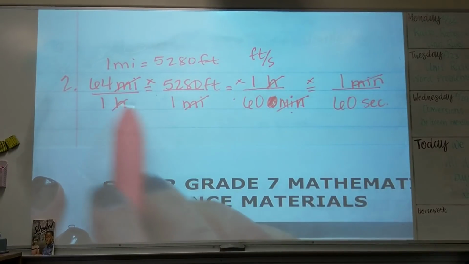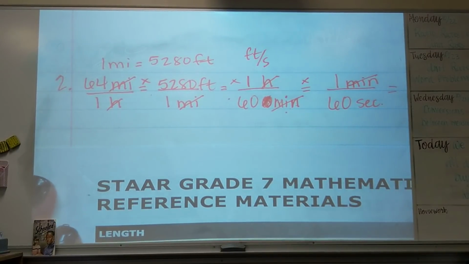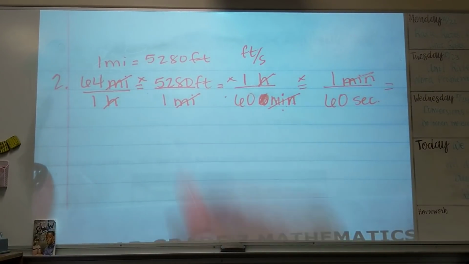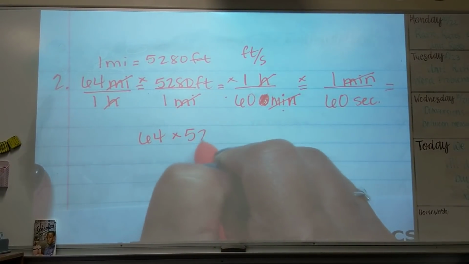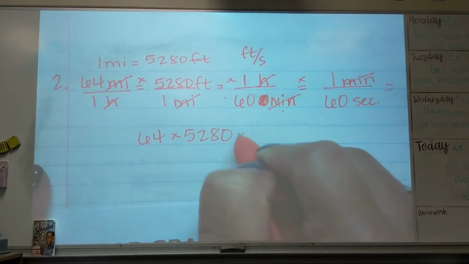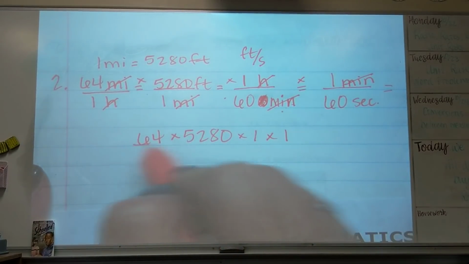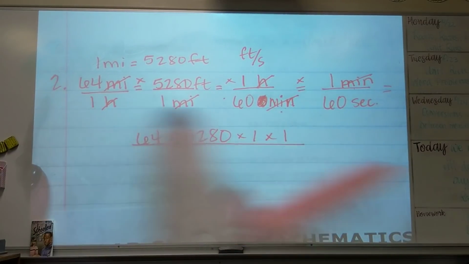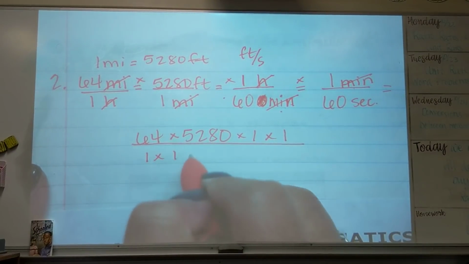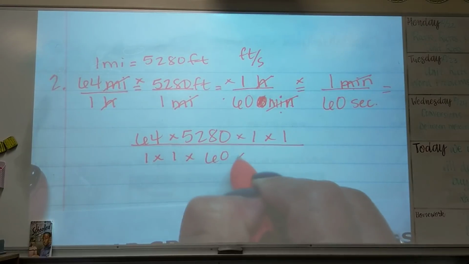Okay, so you're gonna be multiplying, I'll write it down here. Our 64 times 5,280 times our 1 times our 1. Okay, so I'm just going all the way across. Does everyone see it? So same thing for the bottom. 1 times 60 times 60.